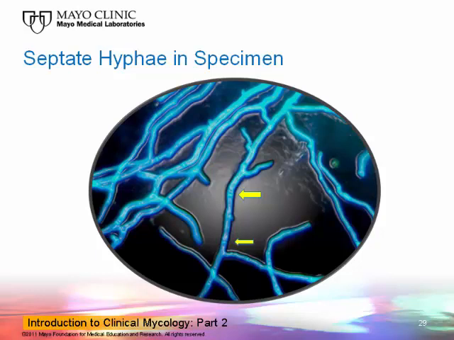Now, in a non-sterile site, it may or may not mean anything. But if it's from a sterile site, then you certainly will be able to report that, and about all you will be able to say is you see septate hyphae in a specimen, because many organisms can look like this.